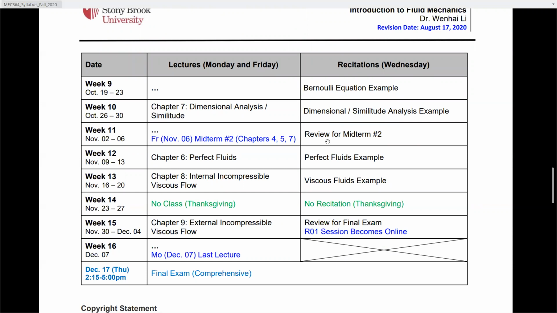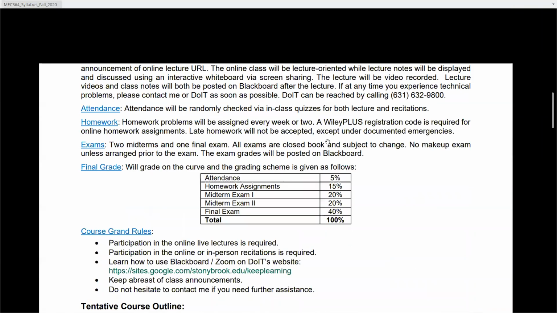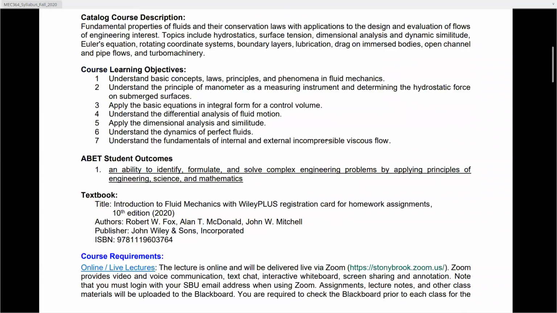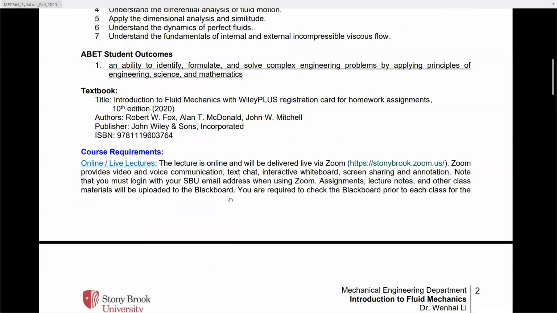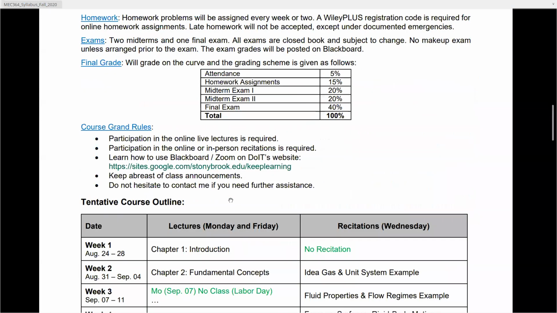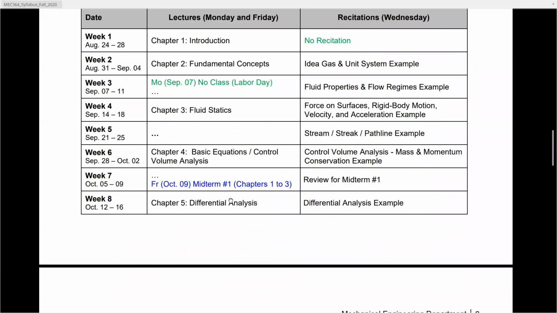We do need to realize that for this textbook, Introduction to Fluid Mechanics, for this class we only go through the first 9 chapters. The second part of this book will be used in another MEC class. I forgot the number. Is it MEC 394 or something? I forgot actually. It's a follow-up class for this one. So this is the schedule.